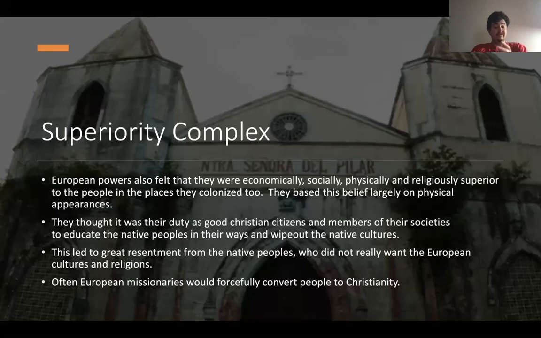Europeans felt very strongly that they were economically, socially, physically, and religiously superior to the people in the places they colonized. Like you saw with Mr. Smith, they thought they were bringing civilization to these places. And honestly, they based this belief largely on the physical appearances of the native peoples. They thought it was their duty as good Christian citizens and members of society to educate the people and remove the inferior native cultures.